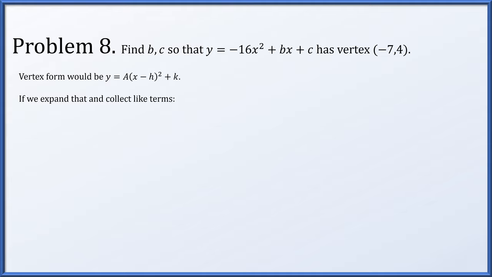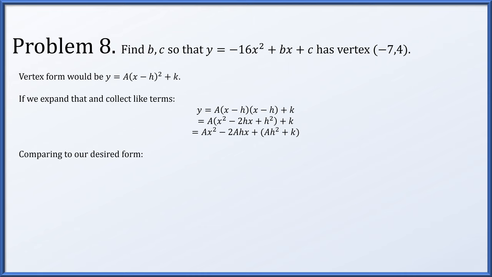If we were to expand that whole expression out, a times x minus h squared plus k, and collect all the like terms together, there's our x minus h squared. Distribute that whole thing out to get x squared minus 2xh plus h squared. Distribute out your a and then collect your constants with each other. Then we compare it to our desired form of negative 16x squared plus bx plus c.